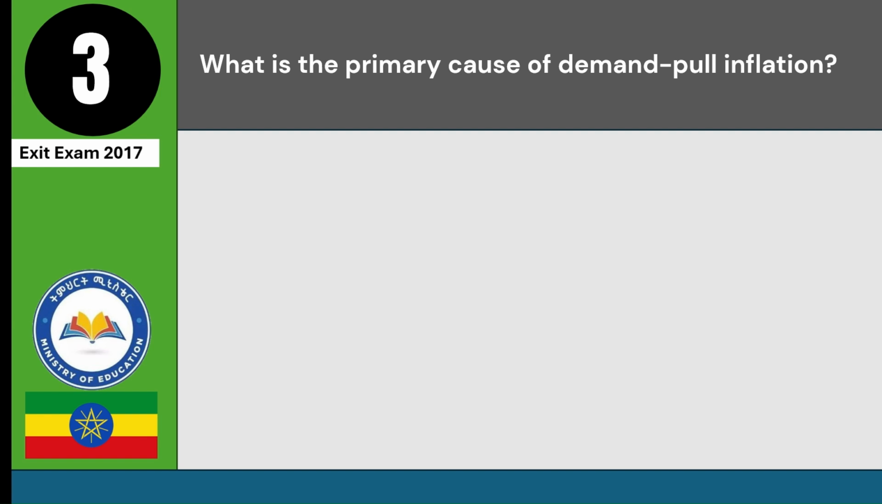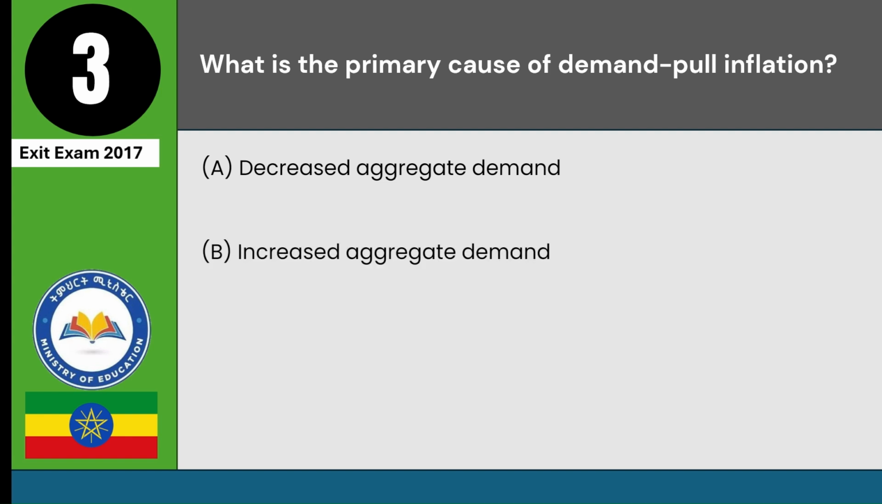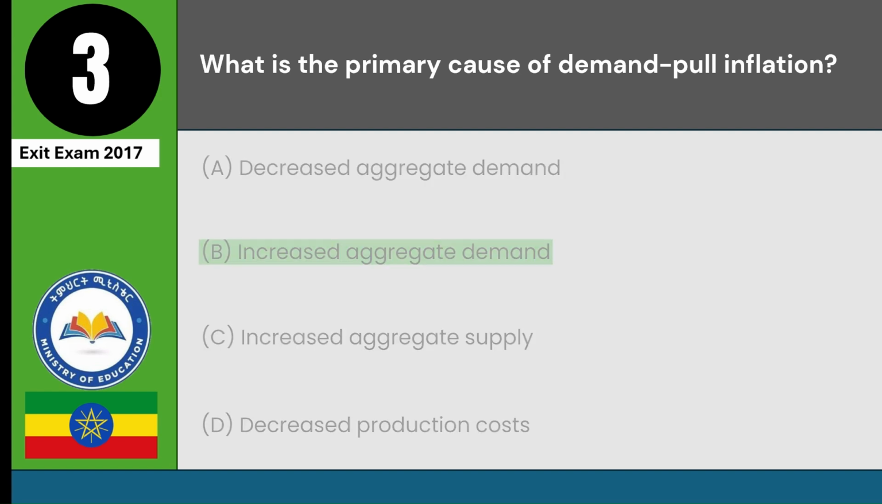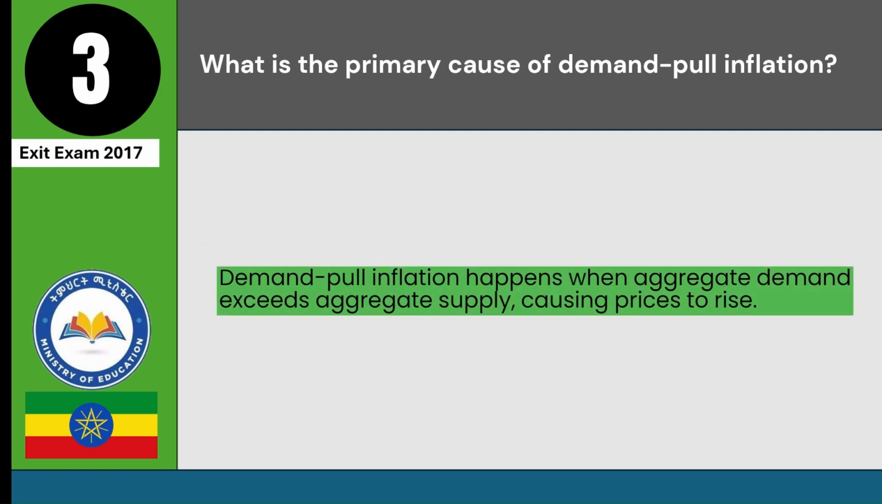What is the primary cause of demand-pull inflation? A. Decreased aggregate demand. B. Increased aggregate demand. C. Increased aggregate supply. D. Decreased production costs. Answer: B. Demand-pull inflation happens when aggregate demand exceeds aggregate supply, causing prices to rise.